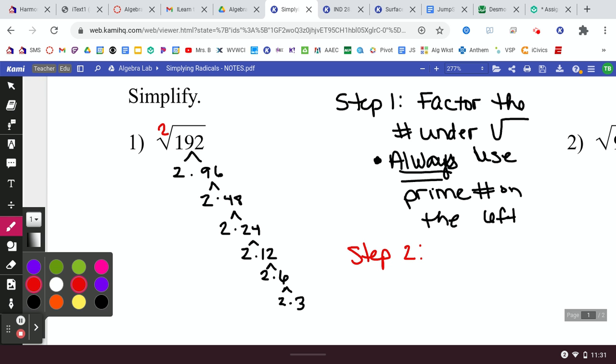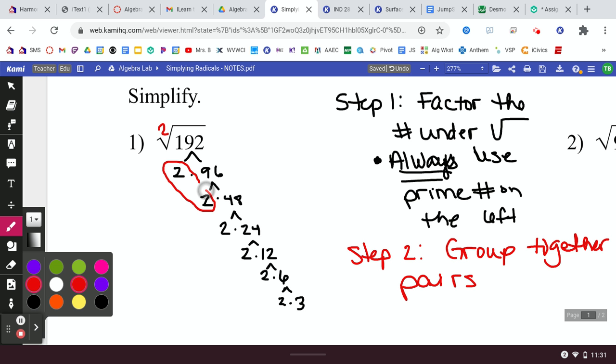is to group together, and I'm just going to be lazy here and say pairs, because we're only going to be dealing with square roots, so only pairs. So we're going to group together pairs, okay? When you group a pair together, they break free from the radical jail, meaning I'm going to circle this pair of 2's, and they are going to break out as one 2. Then I'm going to group together this pair of 2's, and they break out as one 2. Then I'm going to group together this pair of 2's, and they break out as one 2.